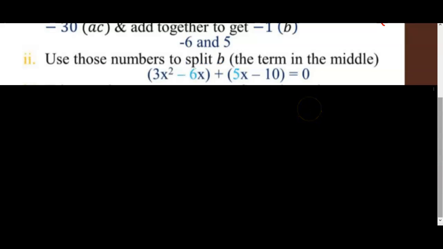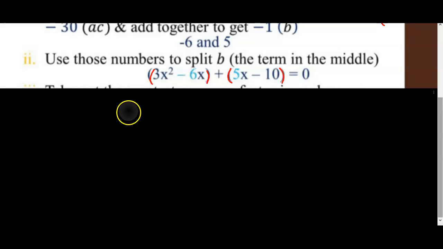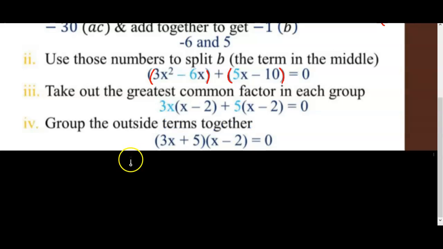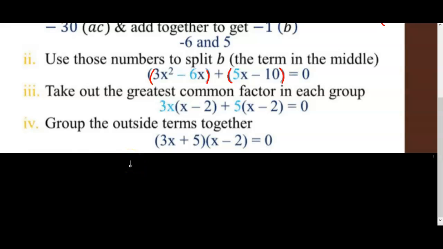Then you're going to group the first two, group the last two, and take out their GCF. So the GCF of 3 and 6 is 3, of x squared and x is x, and the GCF of 5x and 10 is 5. So I take out a 3x and a 5, and that leaves behind an x minus 2. So in factored form, I have 3x plus 5, quantity x minus 2.